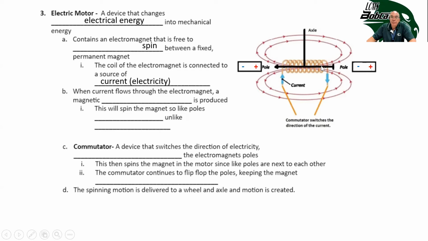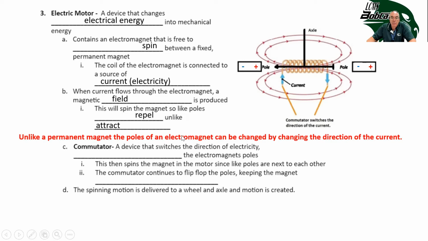And then we have a nail with wire wrapped around it, so it's going to become an electromagnet. And the nail is on an axle, so it's free to spin around. And then we're going to have some electric current moving through it. When the electric current moves through the electromagnet, it creates a magnetic field. This will spin the magnet so that the like poles repel and the unlike poles attract.